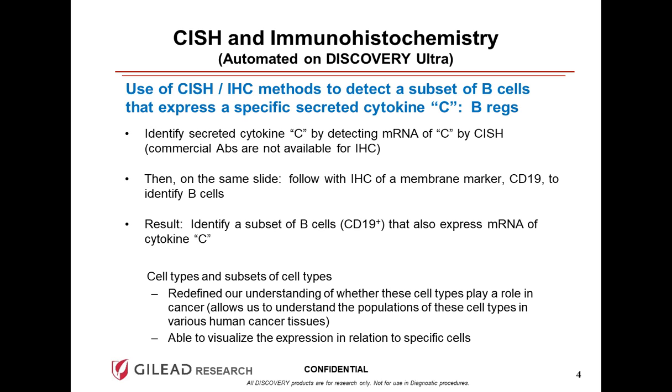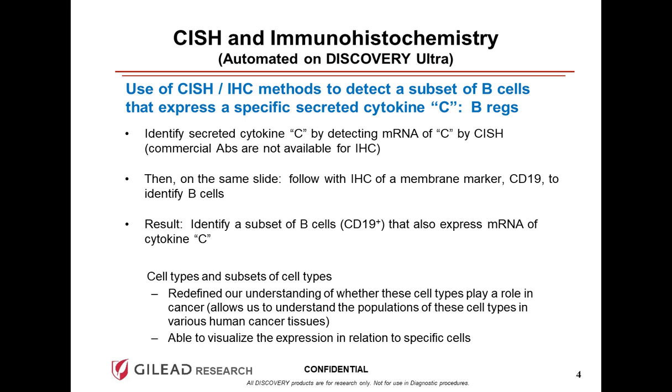So what we did was identify secreted cytokine C by detecting the mRNA by in situ hybridization. Commercial antibodies, I say here that they're not available for IHC. They actually were available, but they weren't specific. They were really hard to detect the secreted cytokine. So on the same slide, we wanted to follow with IHC using a membrane marker, CD19, to identify B cells.